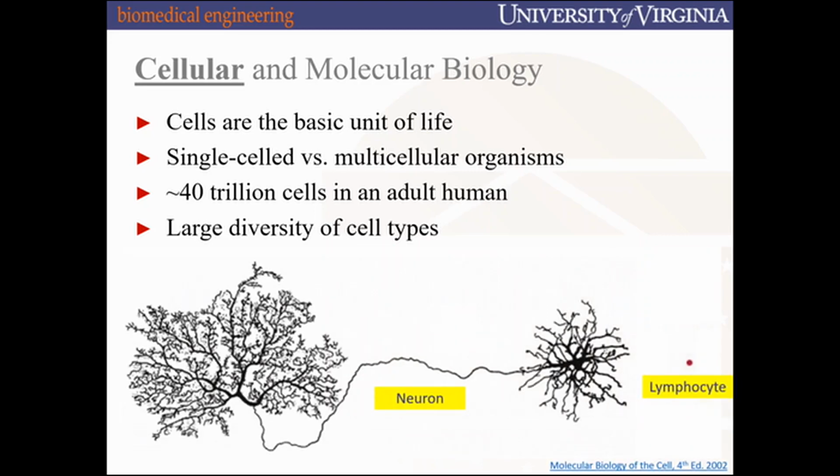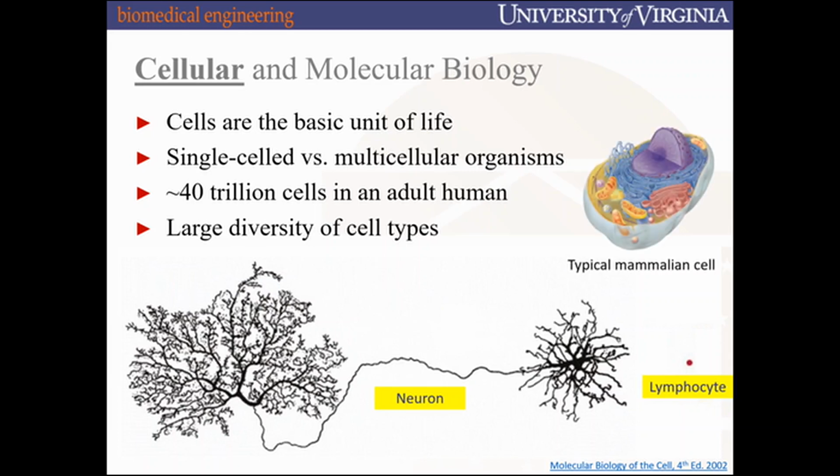Just to give you an idea about the great diversity of cell types we have in our body, I'm showing here a scale illustration of a neuron cell, which has this tree-like branching morphology and can extend up to 1 meter long in our body. And next to that, we have a lymphocyte cell, which is small and rounded, with a diameter of approximately 10 microns. Above that, I'm showing a picture of a typical mammalian cell, shown by cross-section to reveal all the different internal structures called organelles. We'll go over all of these different organelles later in the lecture.